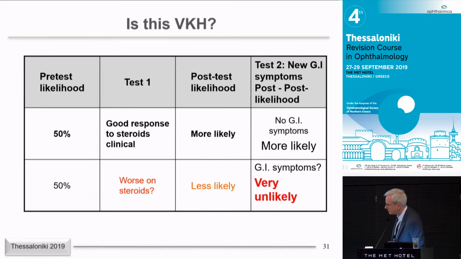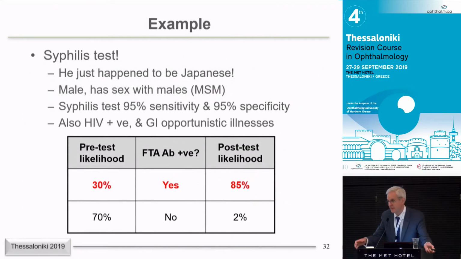Are GI symptoms a manifestation of VKH? VKH can do a lot of things, but one of the few things it does not do is GI. It just does not affect that system. So this is looking pretty unlikely to worsen on steroids, with GI symptoms. And actually, he just happens to have syphilis. He's just a Japanese male who lives in London who has syphilis.